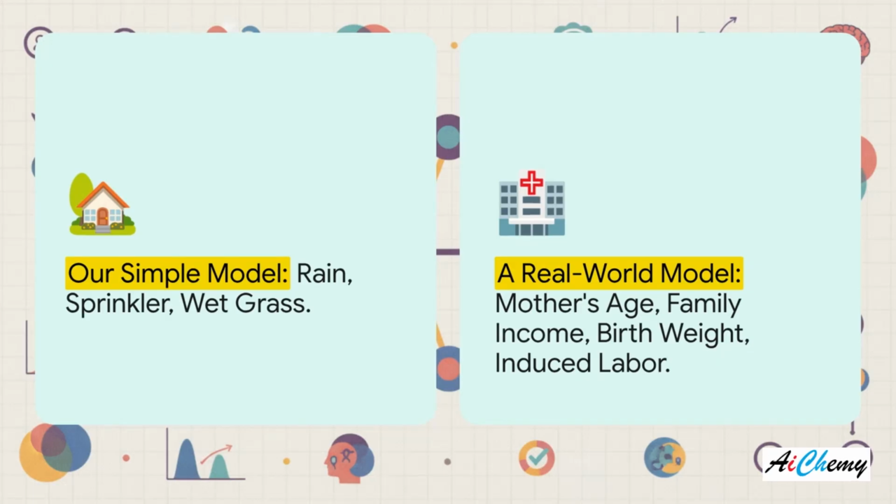Let's just put this in perspective for a second. Our simple model had 3 variables: rain, sprinkler, grass. Now look at the kind of variables that go into a real-world medical model. Mother's age, family income, birth weight. We're talking dozens, sometimes hundreds, of interconnected factors. But here's the crazy part. The underlying principle is exactly the same. You map the dependencies, you add the probabilities, and you ask the network questions.